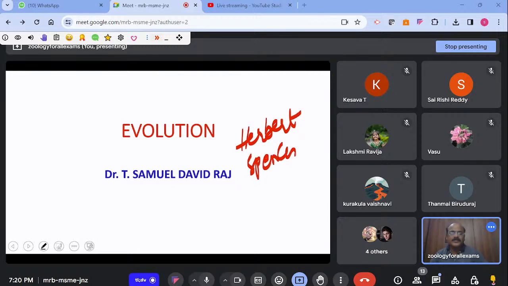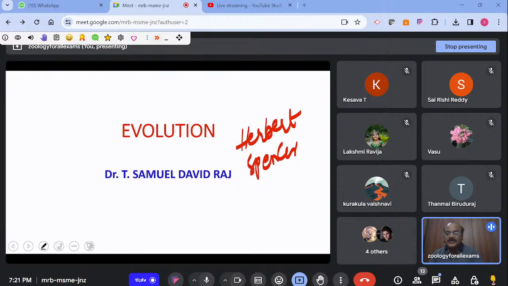Evolution is a branch of science which deals with the gradual diversification of complex organisms from simple organisms in due course of time, with respect to adaptation caused by a change in the environment. That is what evolution actually means.